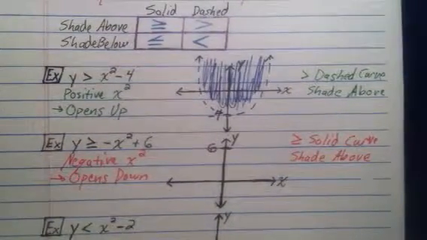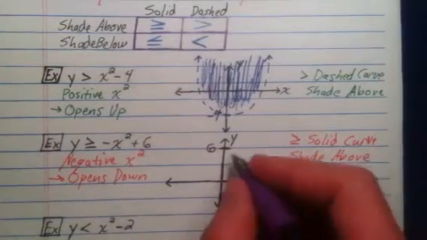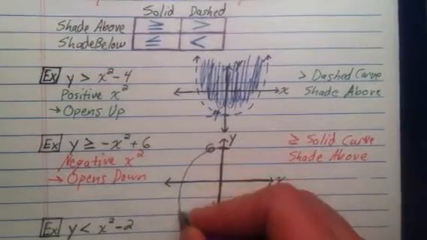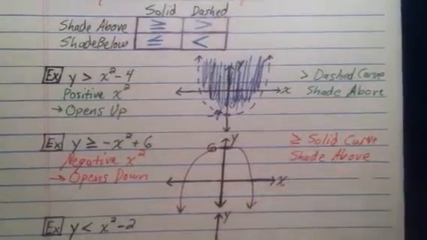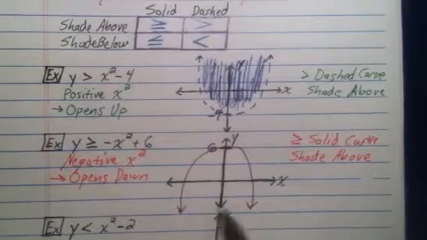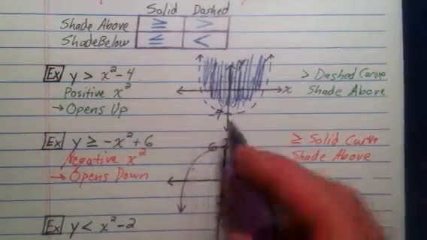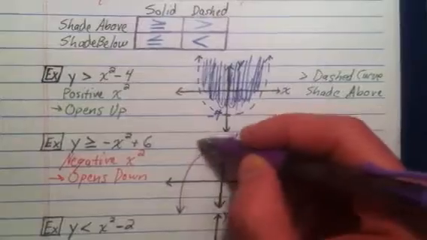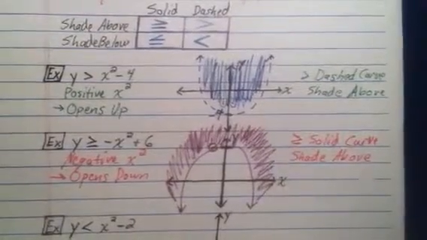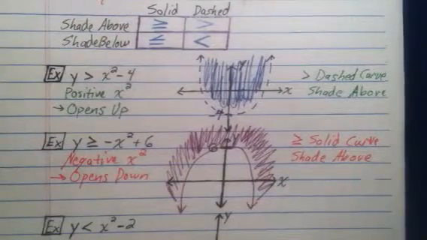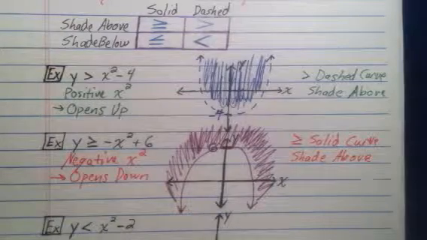Okay. So we know the curve's going to open downward. It's going to be a solid curve, so we can go ahead and just draw it like this. Okay. And shading above the parabola is going to be everything outside of the parabola. So above would be all up here, but then also kind of around the sides. Like it has a head of hair on it. Okay. So that's what that graph would look like.